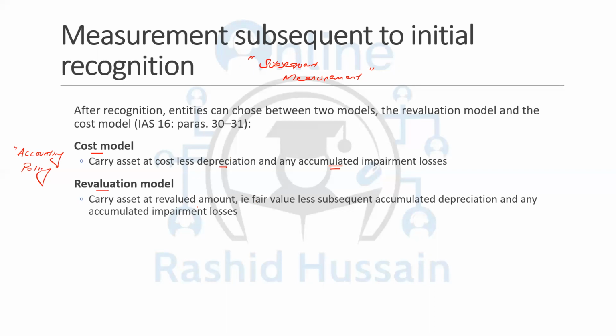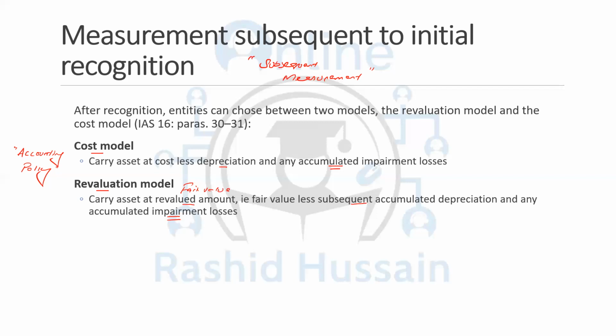When we say regular basis, that doesn't mean in IAS 16 every year. It is not compulsory that you're going to revalue the assets every year within IAS 16. I'm particularly talking about the IAS 16. So that says the sufficient regularity. We are going to discuss that in the next slide. So in the revaluation model, we take the asset to its revalued amount, which is actually the fair value of the asset in the market. And then we discuss the subsequent depreciation and the impairment.